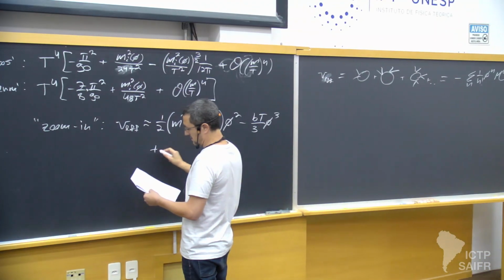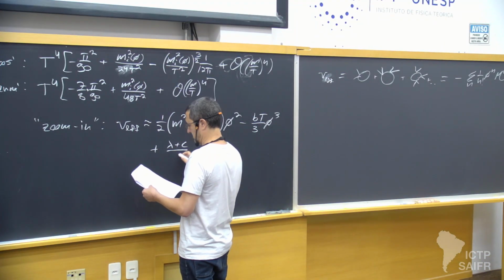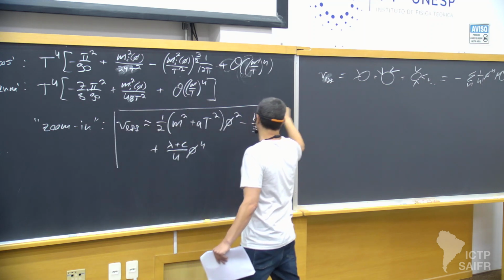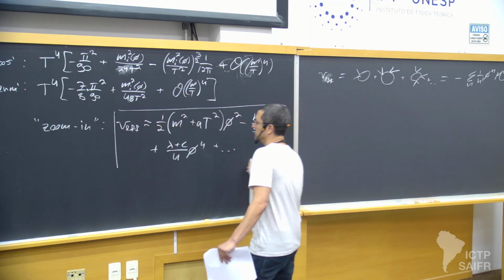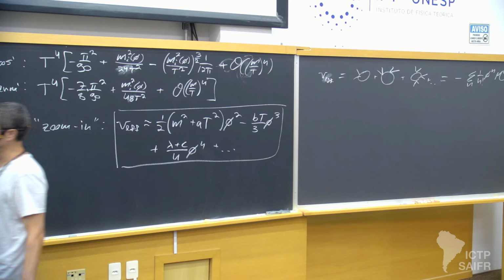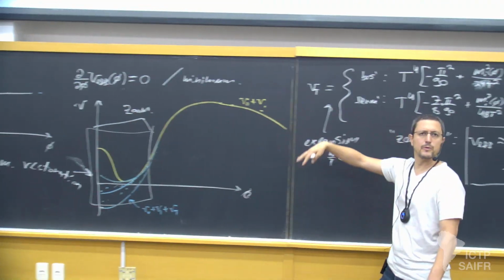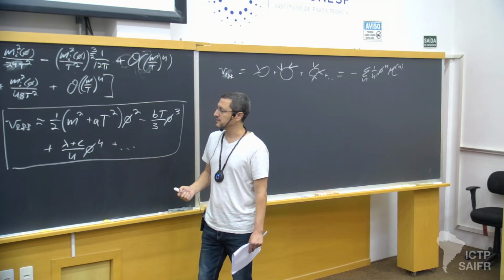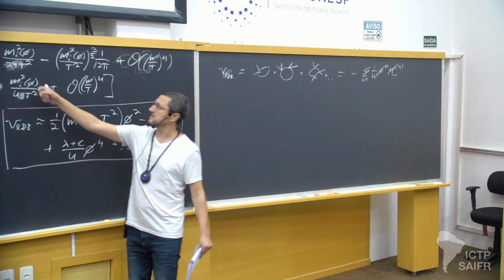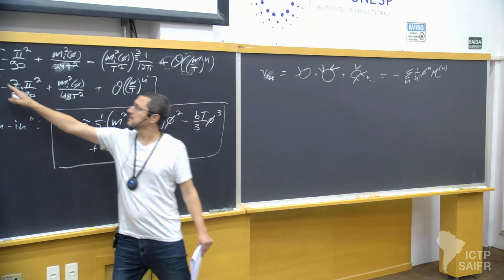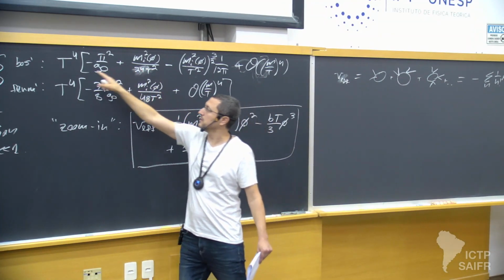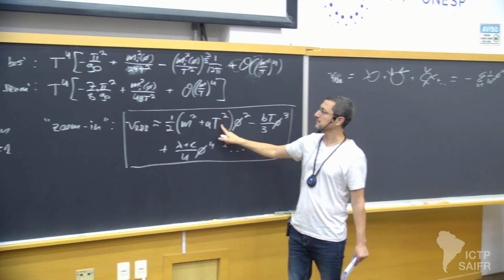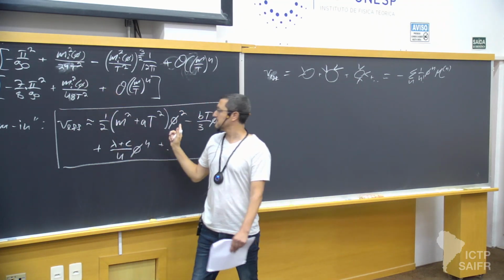So in here, there would be (lambda plus c) over 4 phi to the 4 plus higher powers. So we're looking at small fields. We don't care so much about higher powers and the logs and all of this. We are only doing a polynomial expansion. And you can see, for example, this m squared term. There is a T to the 4 times m squared over T squared. So all in all, this combination, T to the 4 over T squared, gives you T squared. And from here, there will be a phi squared.